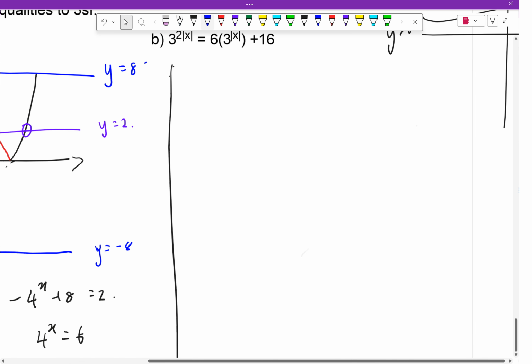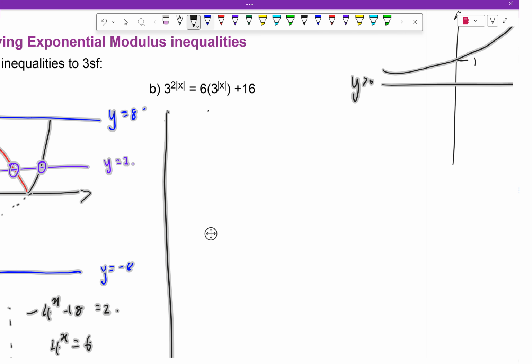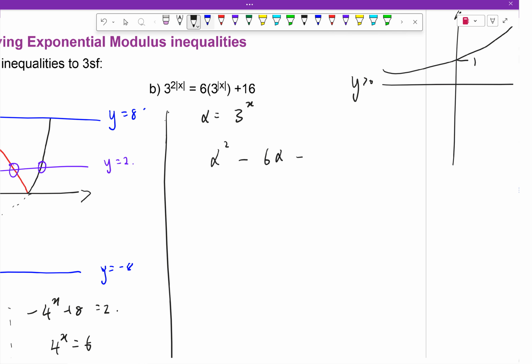Right. Let's try another one. We've got our cases again. It looks like quadratic. So we have to make it as alpha equals to 3 to the power of x. Now, it will look something like alpha squared minus 6 alpha minus 16 equals to 0. Okay, so that results into our alpha minus 8, alpha plus 2. You don't have to make alpha, just saying. Okay, so alpha equals to 8 or alpha equals to negative 2.